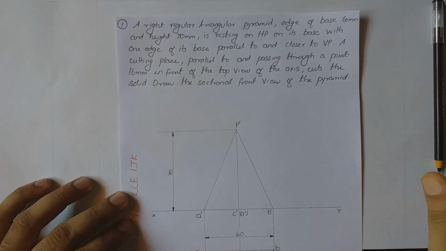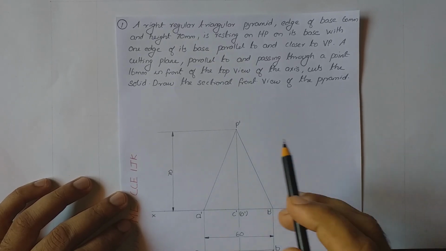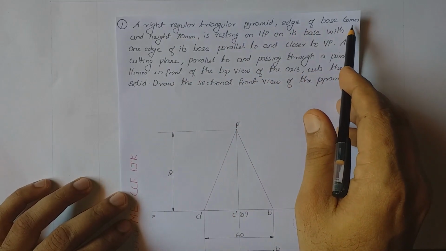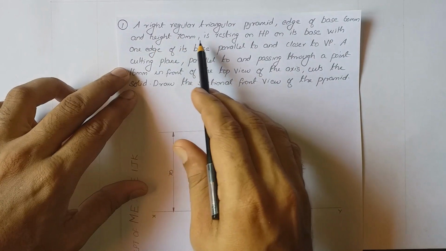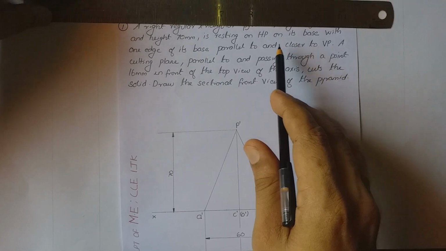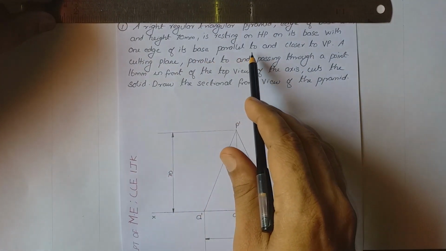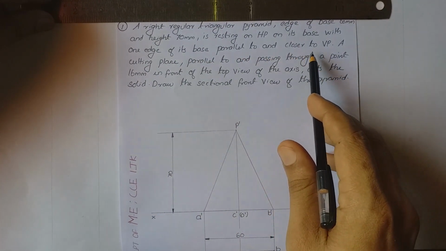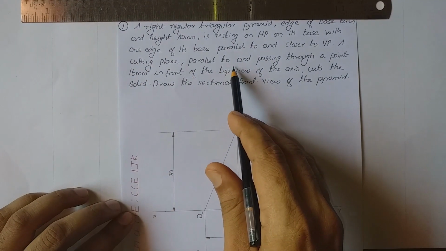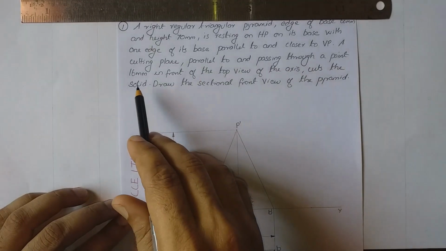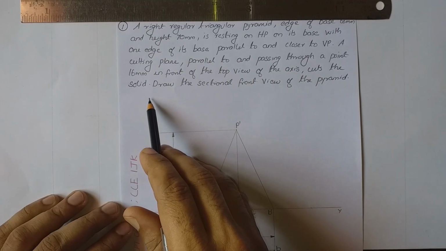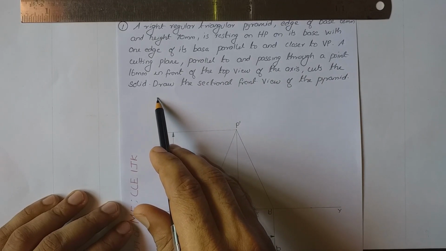We shall do the problem regarding sectioning of a solid. A right regular triangular pyramid, edge of base 60 mm and height 70 mm, is resting on HP on its base with one edge of its base parallel to and closer to VP. A cutting plane parallel to and passing through a point 16 mm in front of the top view of the axis cuts the solid. Draw the sectional front view of the pyramid.